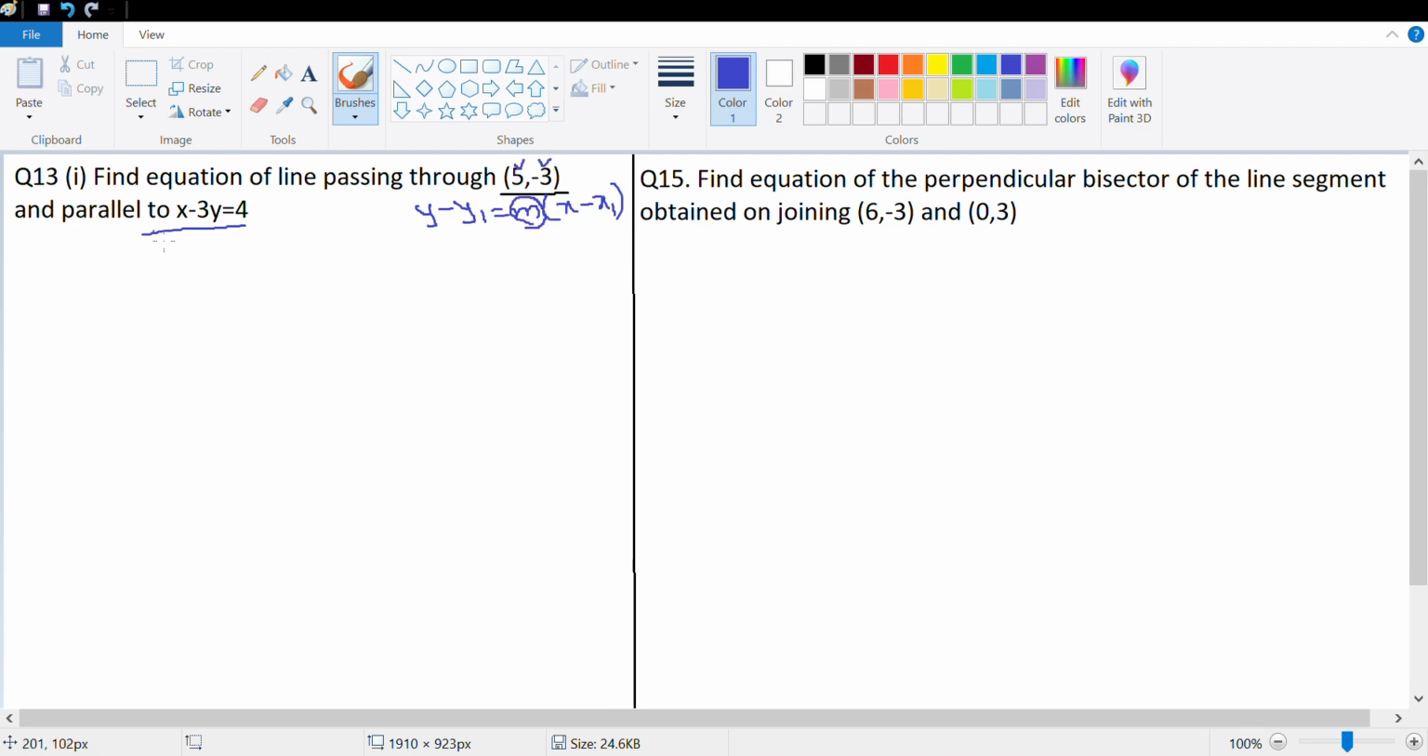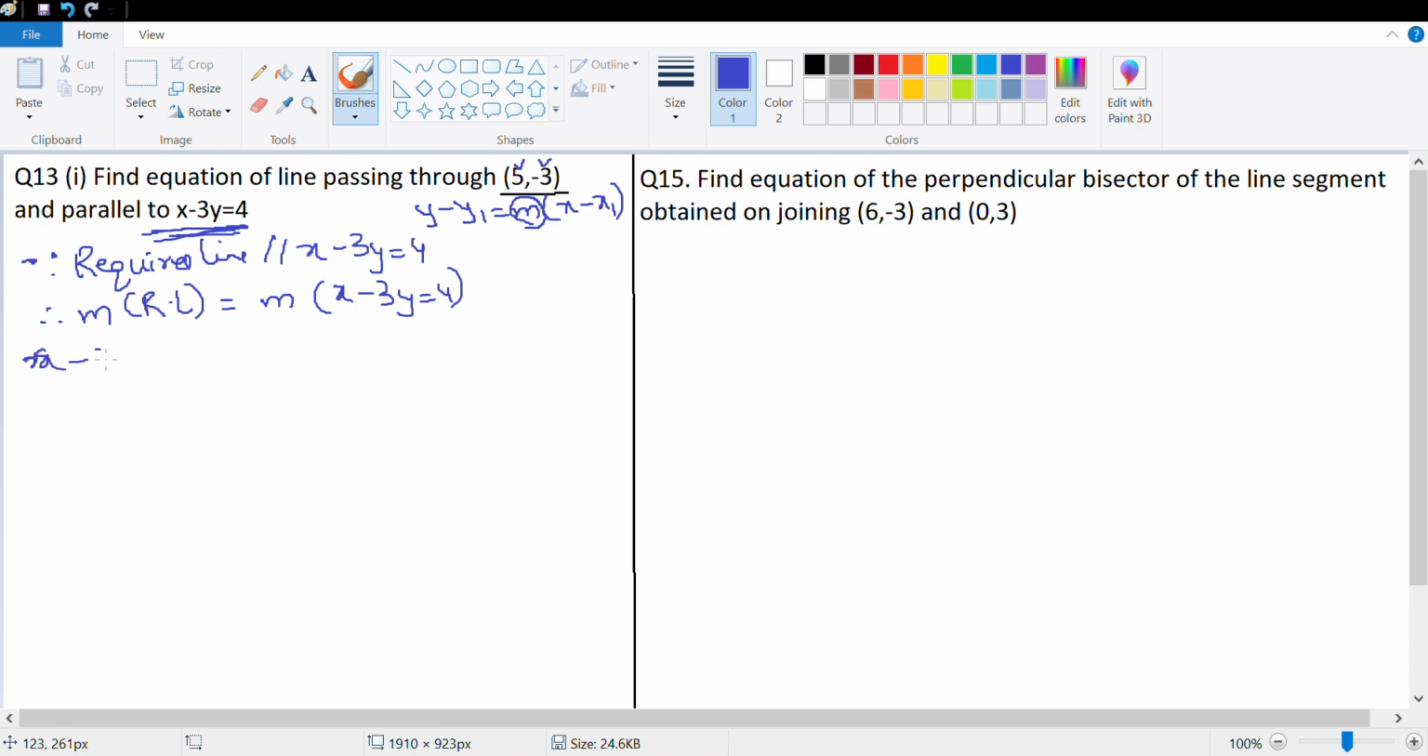Now it says this line is parallel to this, so the slope of the required line is equal to the slope of the given line. Perfect. Now let's figure this out. Since the required line is parallel to x minus 3y is equal to 4, therefore the slope of the required line will be equal to the slope of x minus 3y is equal to 4. Now let's figure out the slope of x minus 3y is equal to 4.